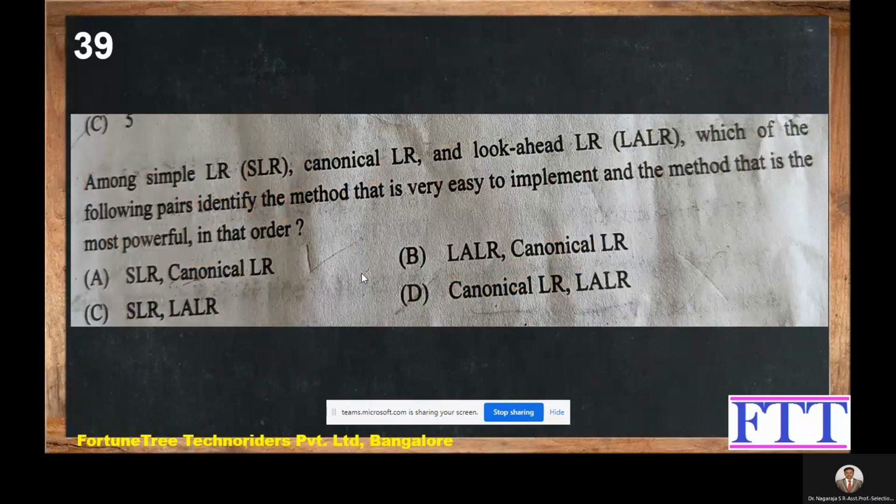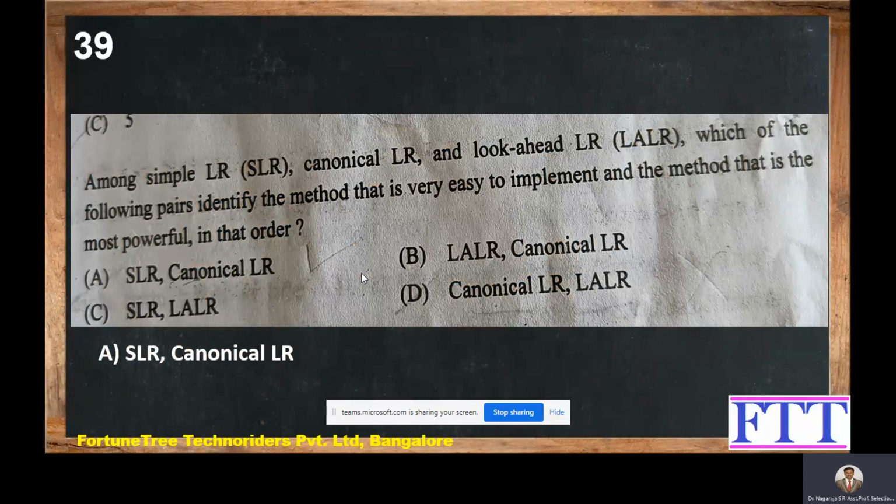So 39th. Given simple LR, canonical LR, and lookahead LR, which of the following pairs identifies the method that is very easy to implement and the method that is the most powerful, in that order? Option A, SLR, canonical LR. Option B, LALR, canonical LR. Option C, SLR, LALR. Option D, canonical LR, LALR. So the right answer is option A, SLR, canonical LR.